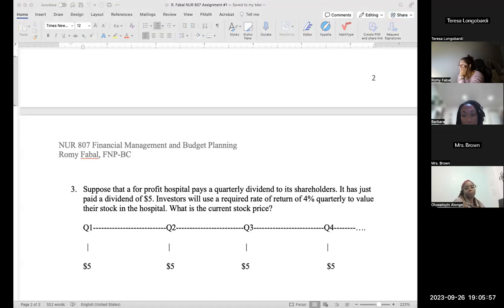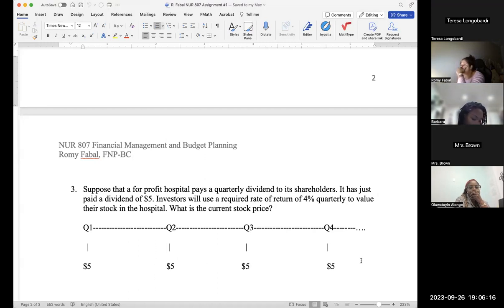Okay, suppose that a for-profit hospital pays a quarterly dividend to its shareholders. It has just paid a dividend of $5, okay? Investors will use a required rate of return of 4% quarterly to value their stock in the hospital. What is the current stock price?